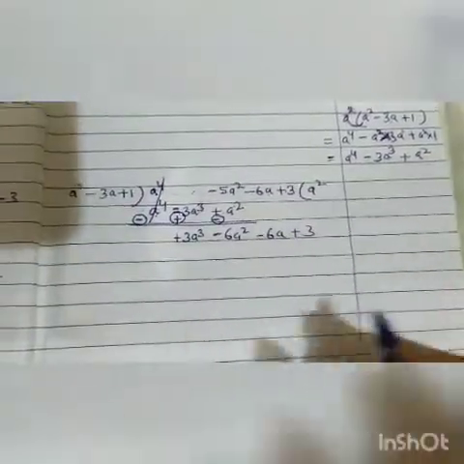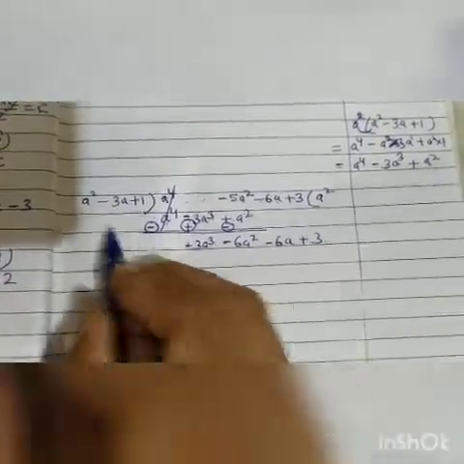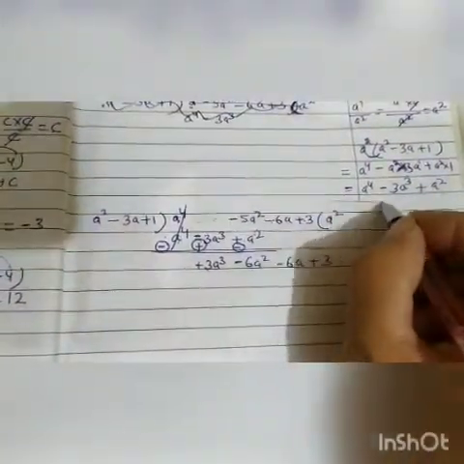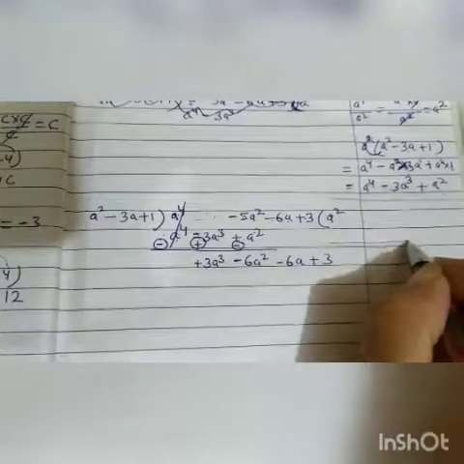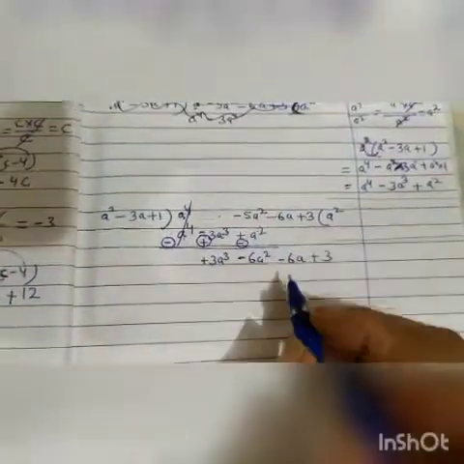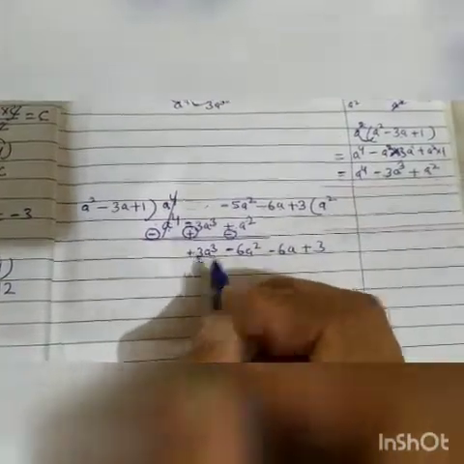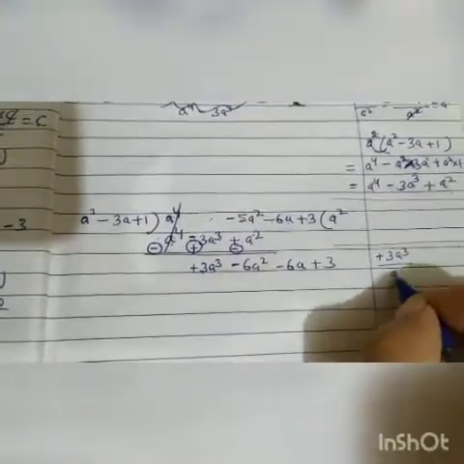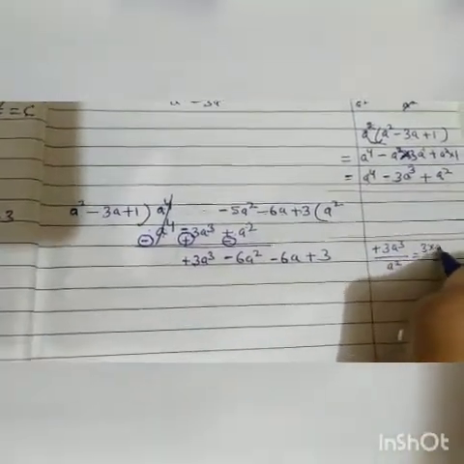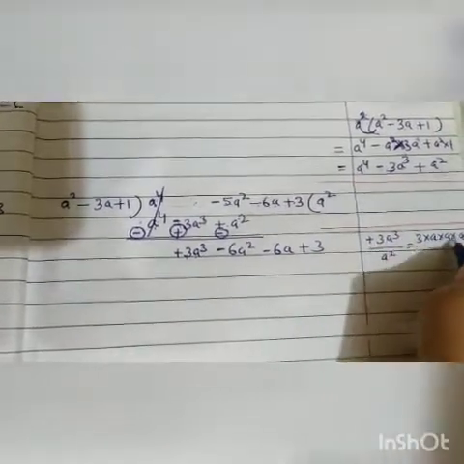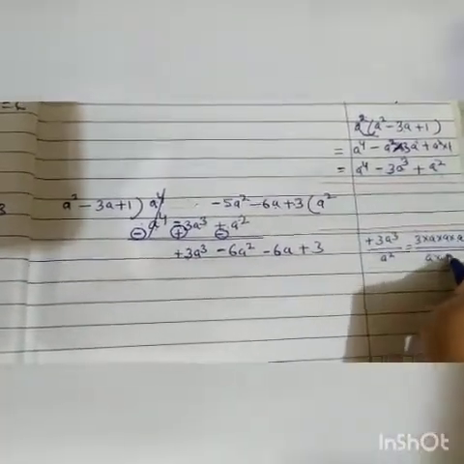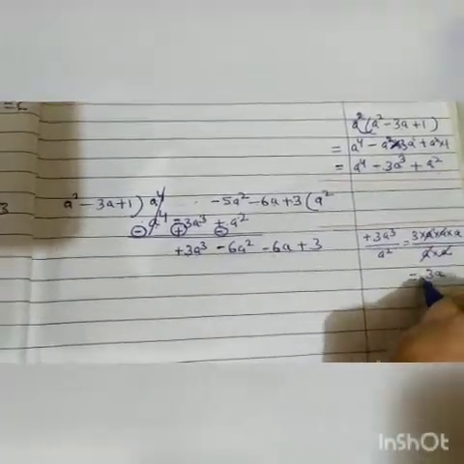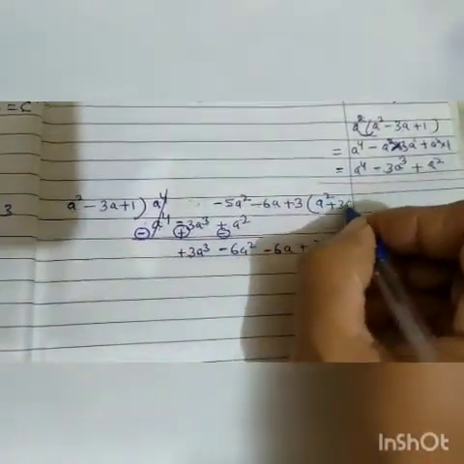Now this time, this 3a cube upon this a square. See here, it's rough work I am doing here. This time we will divide this plus 3a cube upon this a square. So it is 3 into a into a into a, this is a cube upon a square. A into a cancel. It is 3a. We will write here plus 3a.